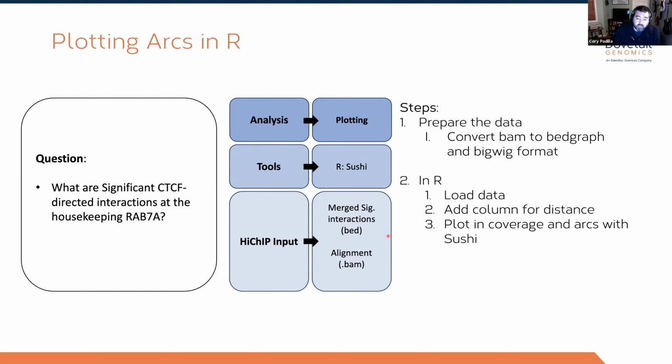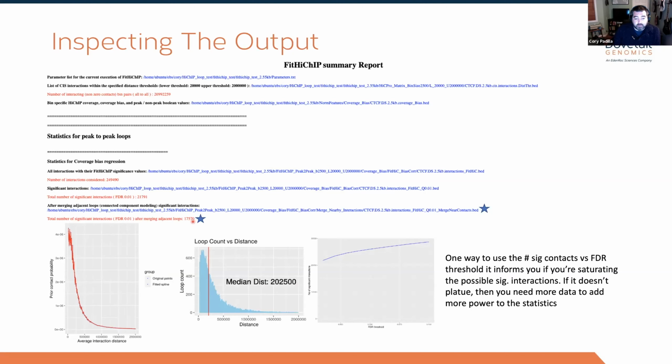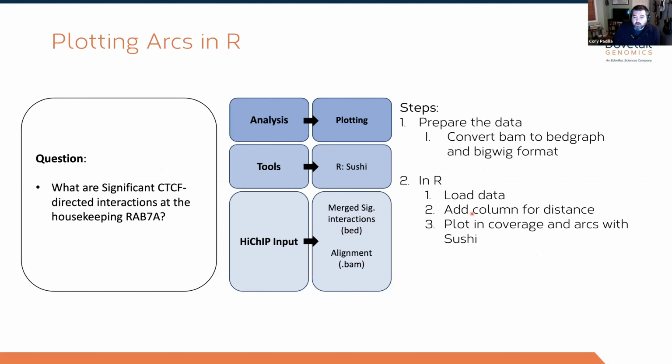And then what we need to plot is those merged significant interactions as a bed format. So this number here that I've starred is in this file here. It's kind of buried in some subdirectories, but this is the file that you want to get, the merged near contacts.bed. The steps here: first we're going to take our alignment file and convert that into a bedgraph and a bigwig. Then we're going to load all of our data in R. Then we're going to do some very simple manipulations, so we have a column for distance, and then we're just going to plot those arcs and coverage.